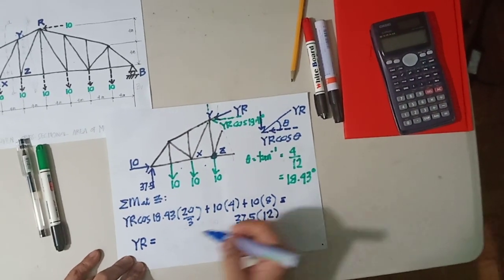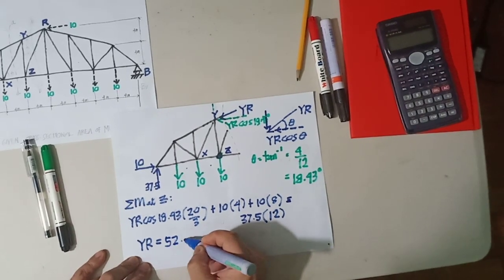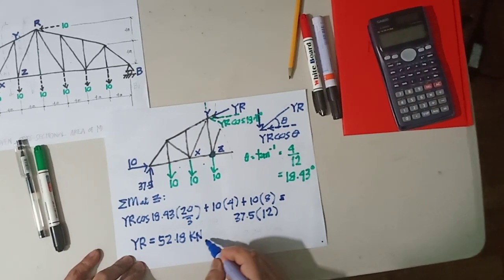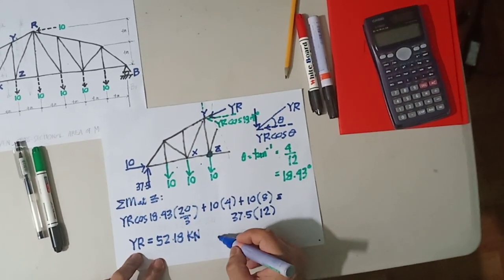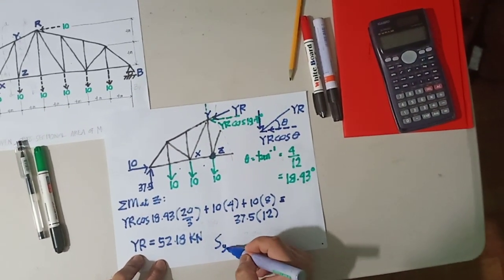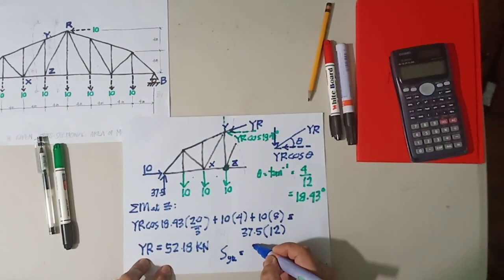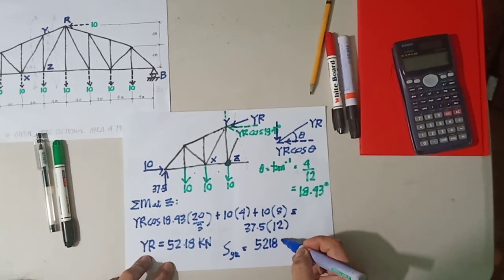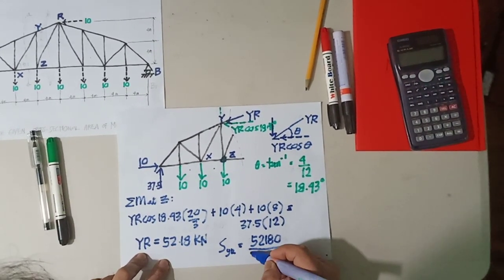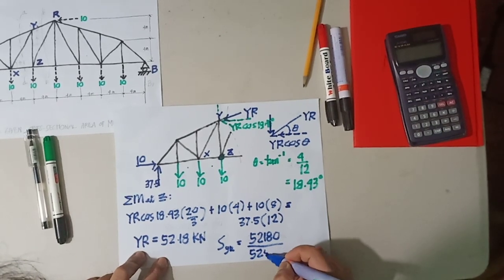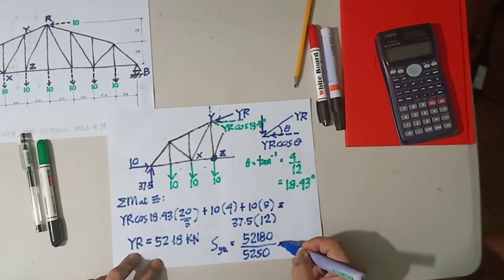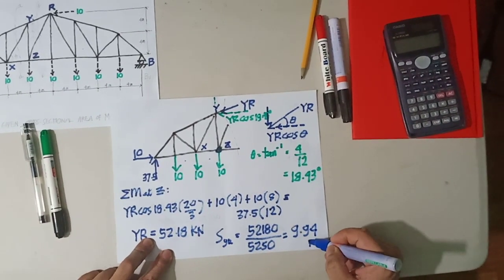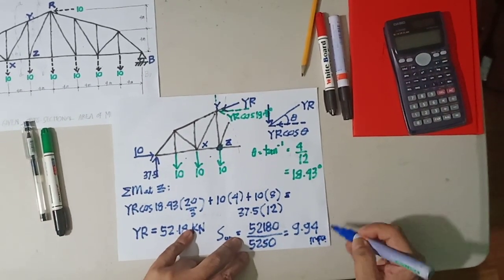If you simplify that equation, you have a result of YR equivalent to 52.18 kilonewtons. So 1 kilonewton is 1,000 newtons. So you have now the stress in your YR, which is equivalent to 52,180 divided by the area, which is 5,250, giving you a result of 9.94 megapascal. So that's the answer. Thank you.